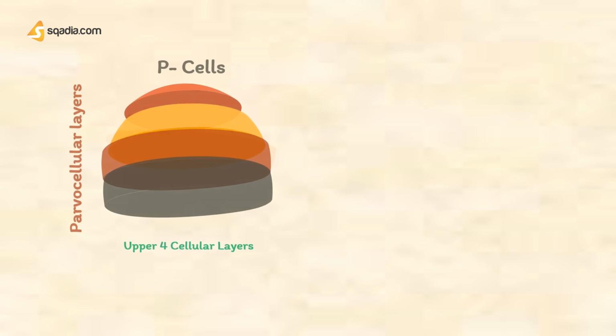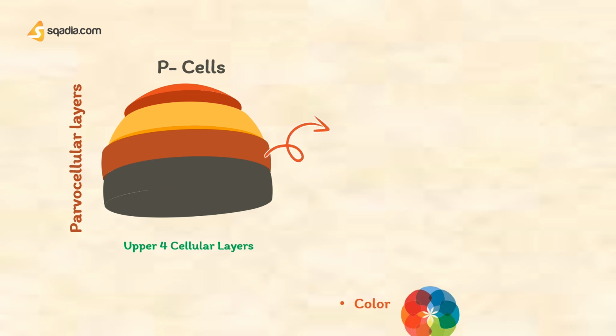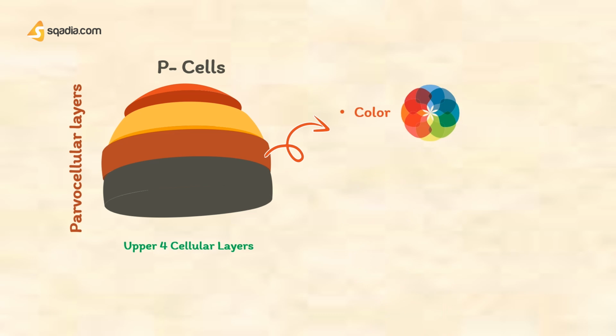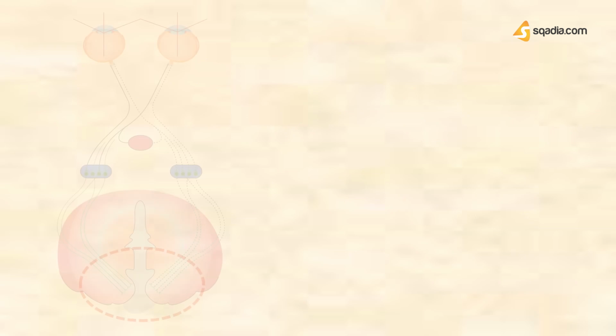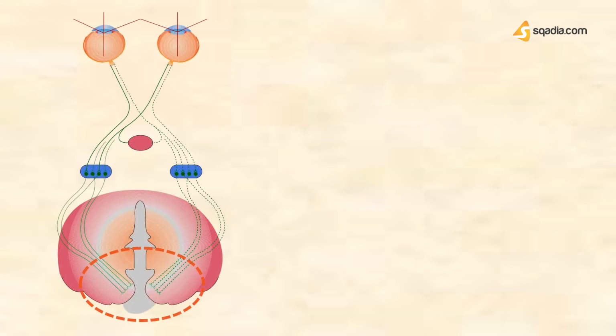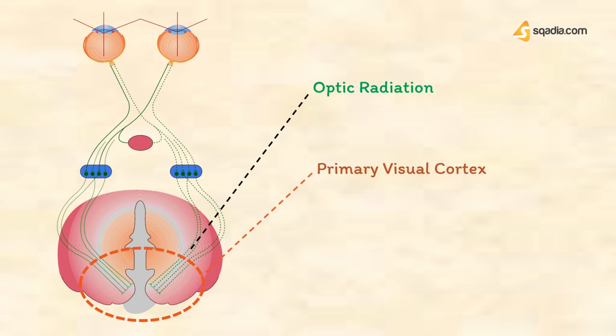The P ganglion cells synapse in the upper 4 layers of the lateral geniculate nucleus, 2 for each eye, called the parvocellular layers. These layers contain relatively small cells which transmit information about color and fine detail. The fibers from the lateral geniculate nucleus fan backwards and upwards in a bundle, called the optic radiation, through the parietal and temporal lobes to an area of the cerebral cortex called the primary visual cortex.